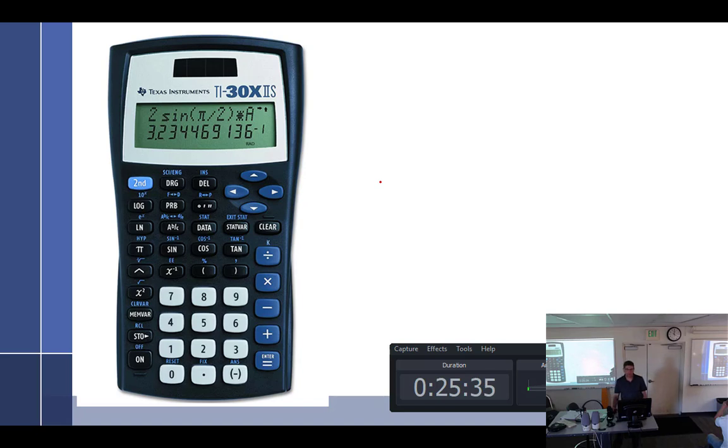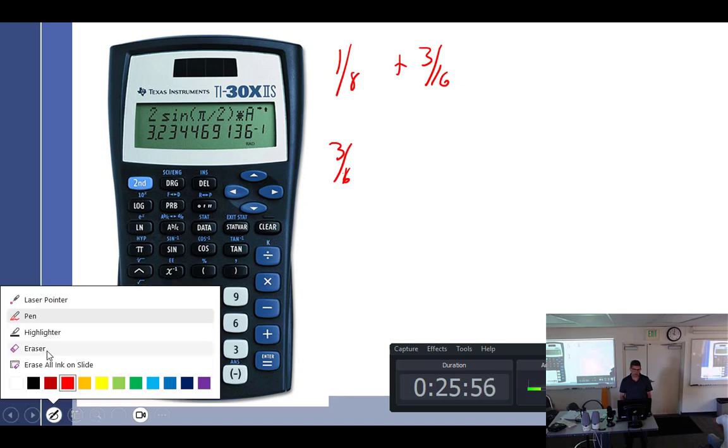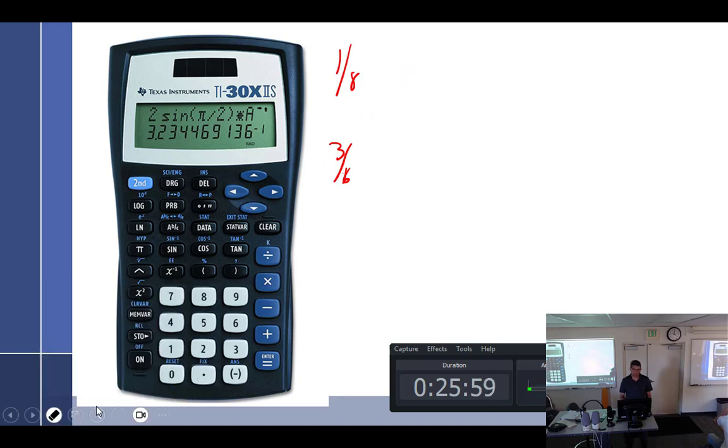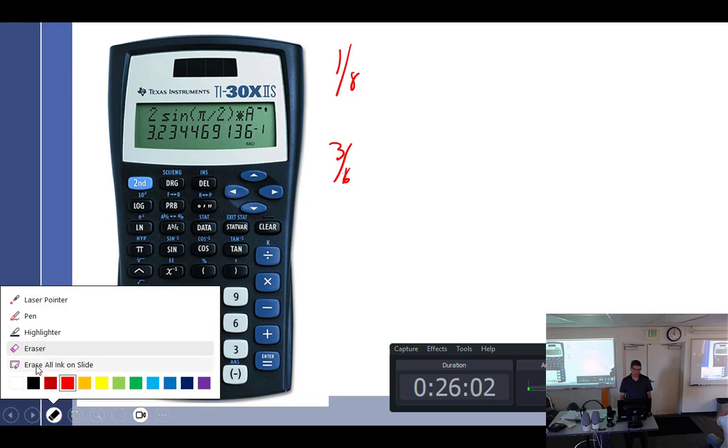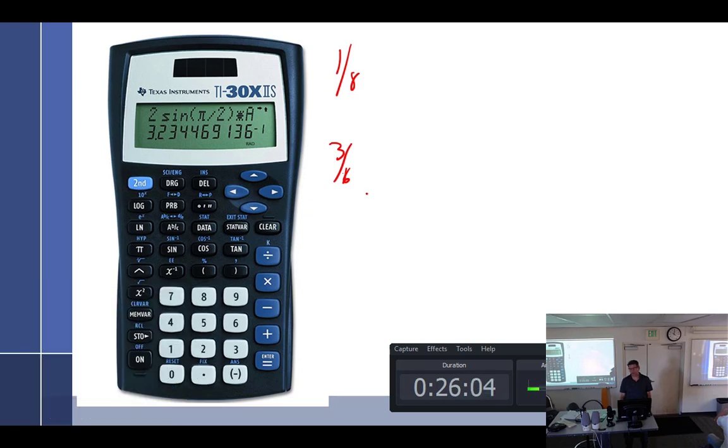So that's how to take a fraction and make it into a decimal. But what happens if you have to add some fractions? What if I just said, what's 1/8 plus 3/16? Well, if you had math, you know you have to find the common denominator. So what's the common denominator for both of those? 16. So 16 is a common denominator.